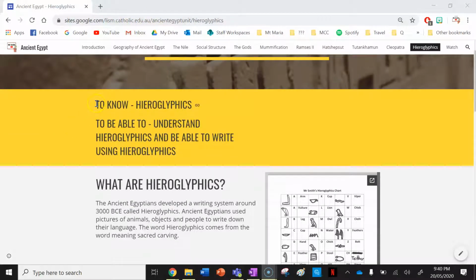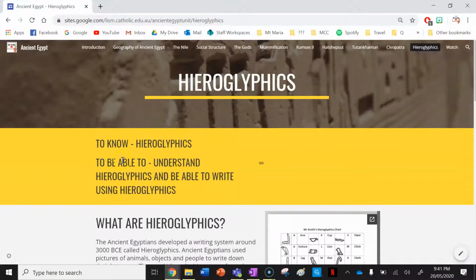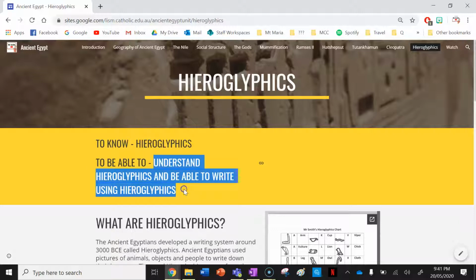So your first job is to write down your to know and to be able to in the start of your book. So your to know is hieroglyphics, and your to be able to is understand hieroglyphics and be able to write using hieroglyphics as well. So there's two things. You need to understand them, what they are, and then be able to write using them as well.